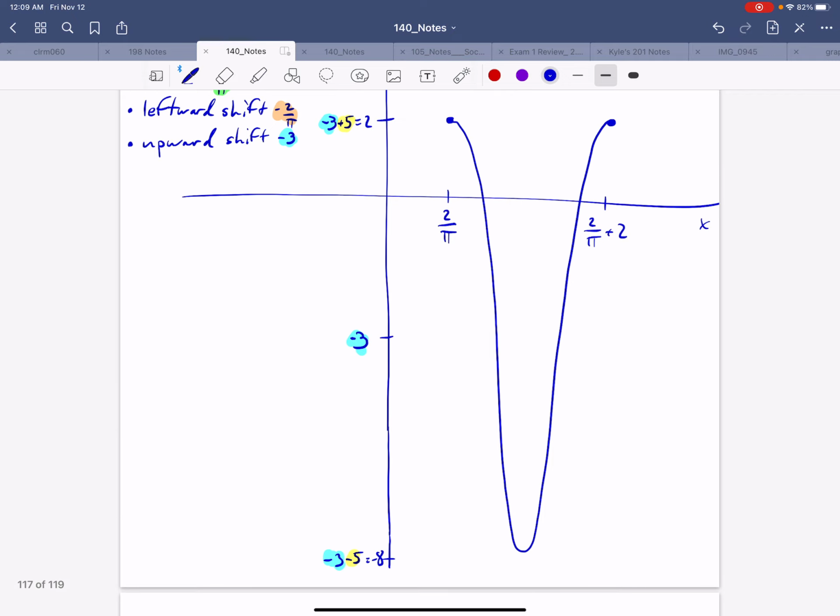It hits its nadir right in the middle there. Right in the middle of the x's, right? In case you want to write this down, you don't have to, but you can. It hits negative 3 right in between 2 over pi and 2 over pi plus 1. And then again, right in between 2 over pi plus 1 and 2 over pi plus 2. Right? Okay. So that's how we graph this.